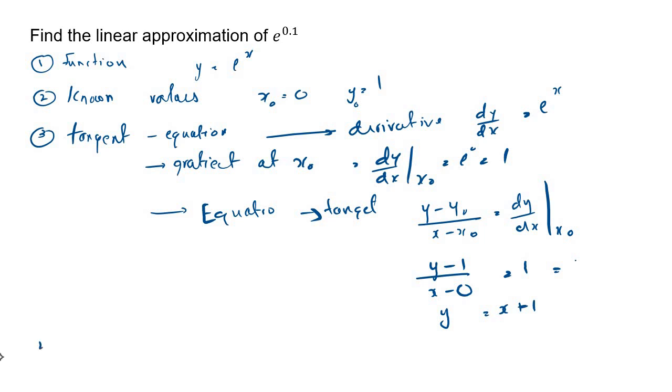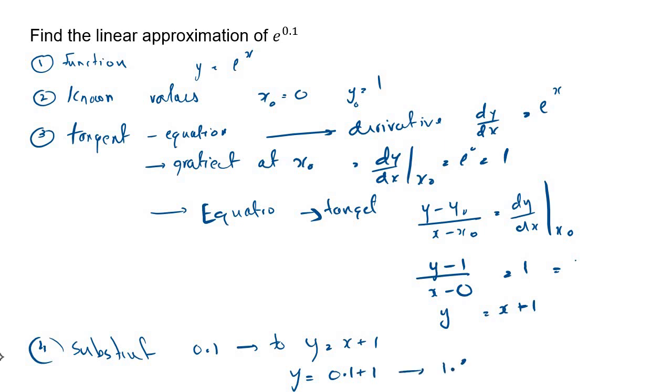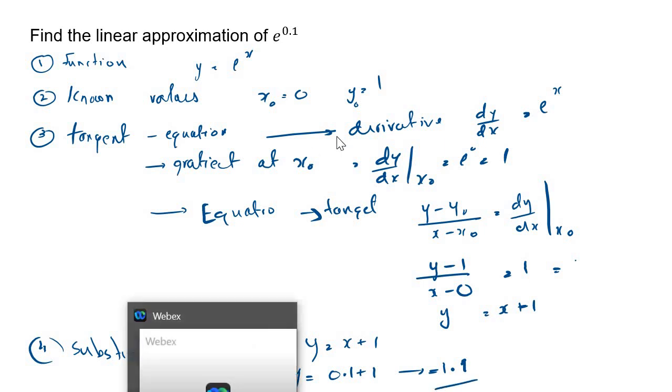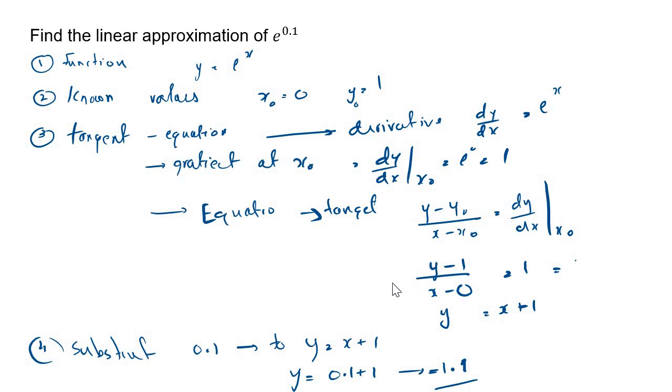Now the fourth step here is to substitute 0.1 into the tangent line, y equals x plus 1. So the approximate value would be 0.1 plus 1, which is equal to 1.1. That's the approximate value of e to the power 0.1.